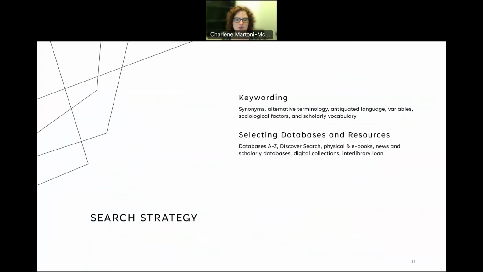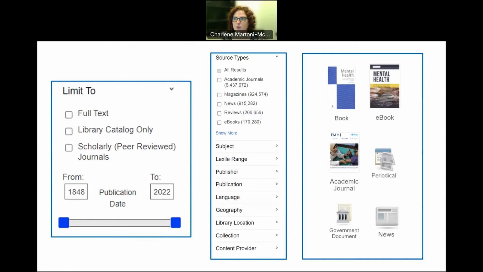So within our search strategy, once you develop your strategy and you select your databases, you're going to want to set some more specific parameters for your research. Things like date, language, geographic location, demographics, things like that. When you go into a database, you'll see something like this on the left-hand side usually, and this is where you can set those parameters.